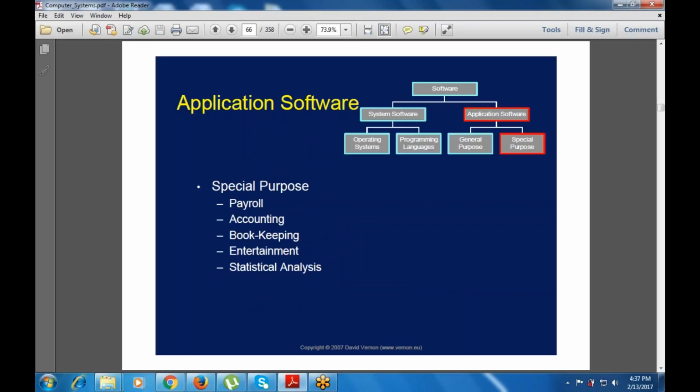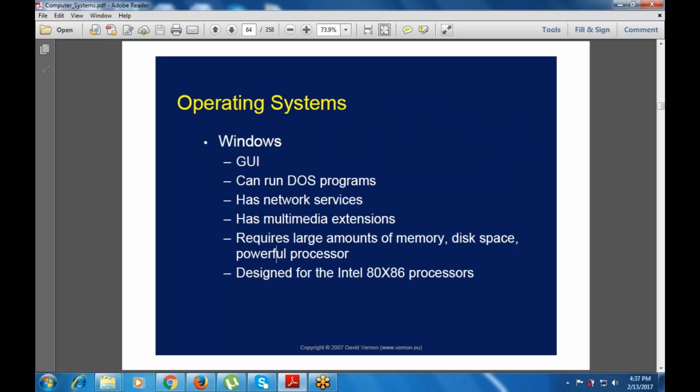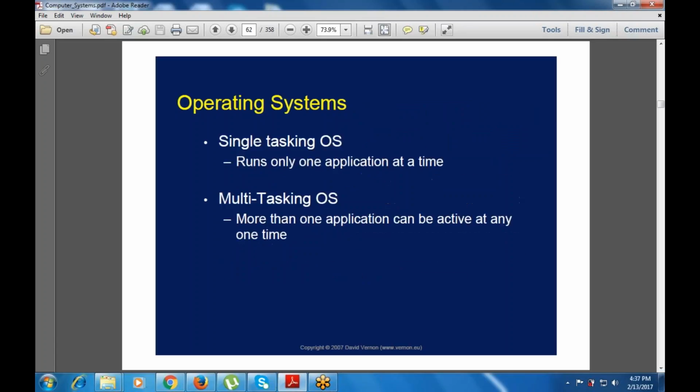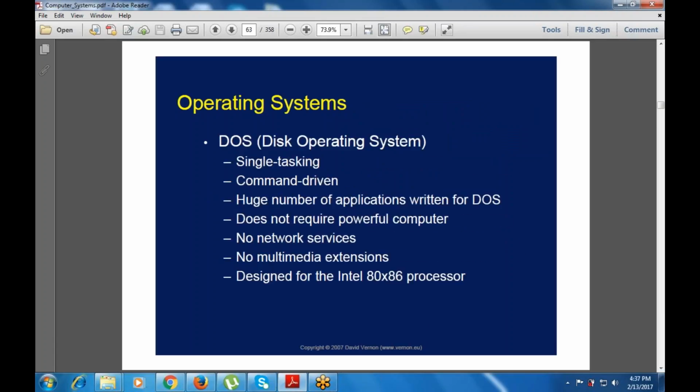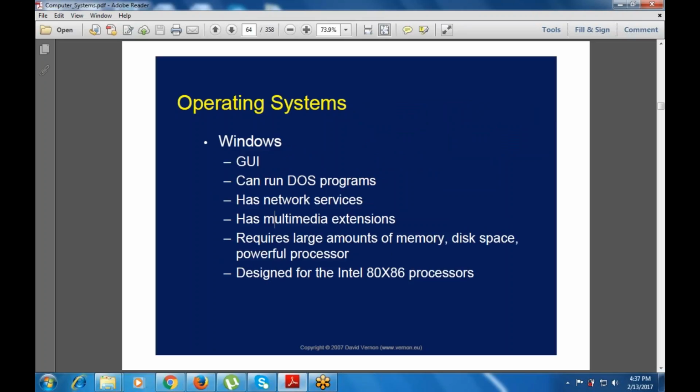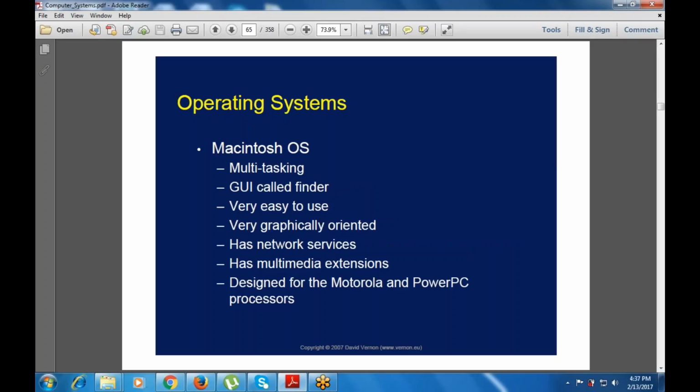Next is special purpose computers or special purpose application software. One is payroll. Now, general purpose we have done. What is a general purpose computer? That means we are using the computers on a single tasking or multitasking operating system. The next one is DOS. That is used for a single tasking operating system and can also run DOS programs and has network services. The next one is the Macintosh operating system. That is a multitasking operating system that supports whatever the tools, whatever the scenario that we are given.